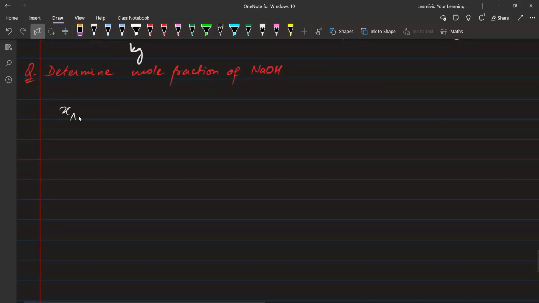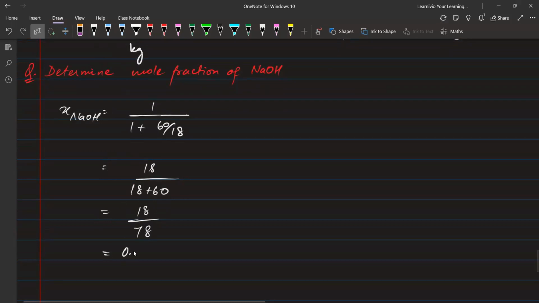So the mole fraction of NaOH will be the number of moles of NaOH, that is 1, divided by 1 plus 60 upon 18, right? So 18 upon, how much does it come to, this 78. So it will be equal to 0.2.